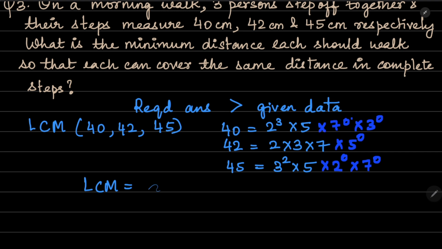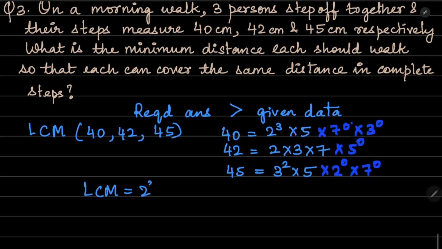So for 2, what is the highest factor? It is 2 cube. For 3, the highest factor is 3 square. For 7, the highest power is 7, and for 5, the highest power is 5. Correct? So it's 8 into 9 into 7 multiplied by 5.